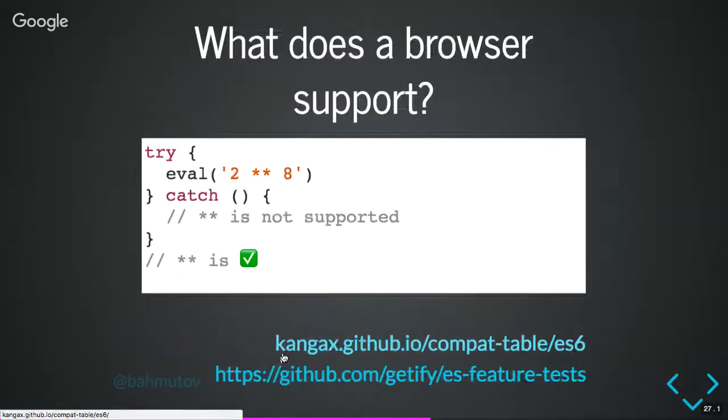But once you have a lot of features, the actual question becomes, what does a particular browser implement? Because browsers now implement feature by feature, not the whole thing at once. What you can do is have a little try-catch and try evaluating. If you get a syntax error, that means, for example, exponent is not supported, so you cannot run that code. And there is a huge table of all the features and which browsers implement them.